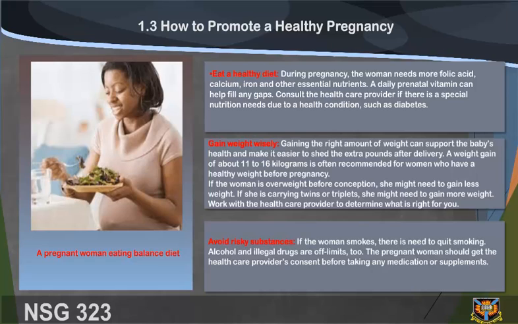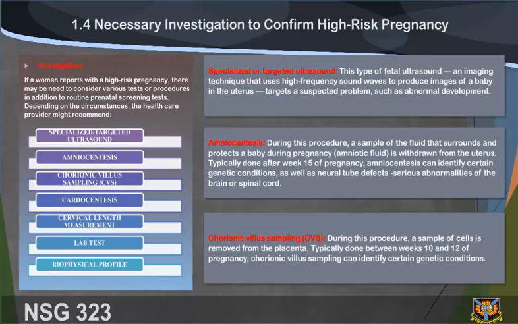Avoid risky substances. If the woman smokes, there is need to quit smoking. Alcohol and illegal drugs are off limits too. The pregnant woman should get the healthcare provider's consent before taking any medication or supplements.